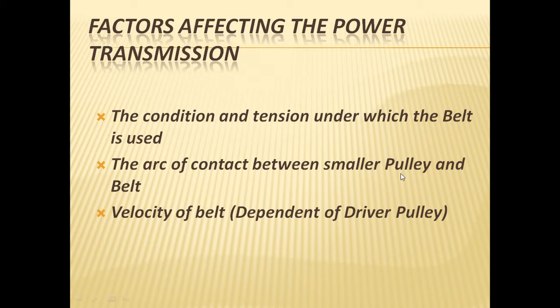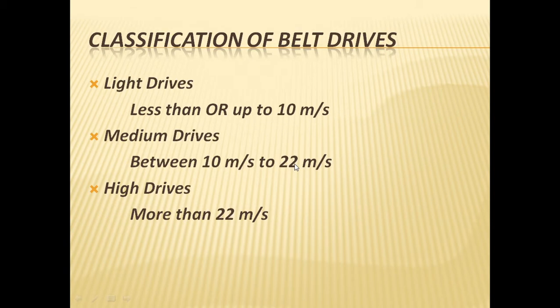The arc of contact between the smaller pulley and the belt also matters for power transmission. If it is very large, then we cannot achieve our objective, and if it is very small, then we also cannot achieve our objective. It must be moderate, between the smaller and larger values, to achieve our objective efficiently and to avoid slipping.